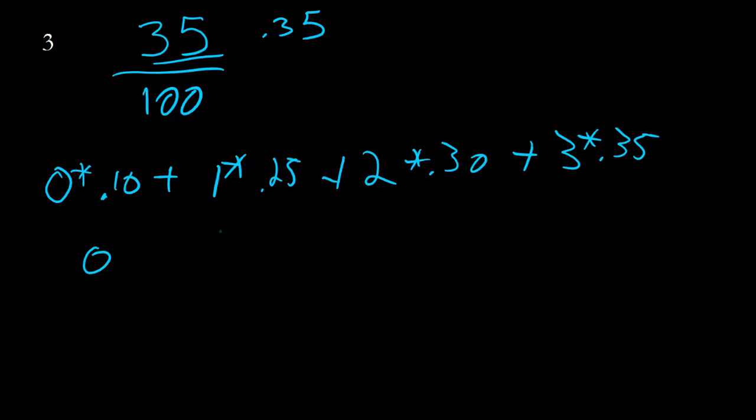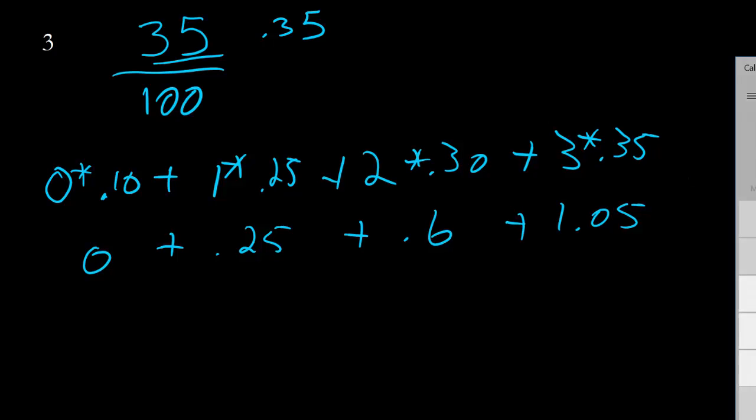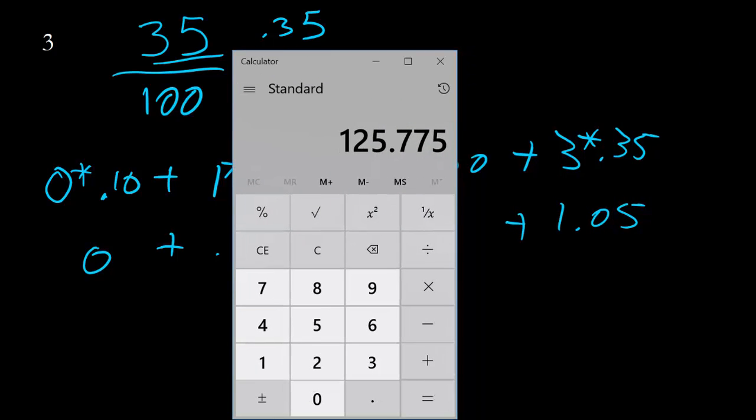This one obviously equals 0. This is obviously 0.25. 2 times 0.3 is 0.6. And 3 times 0.35 is what? 1.05. Let's double check that. Where's my calculator? Just to keep you guys happy. 3 times 0.35 equals 1.05.